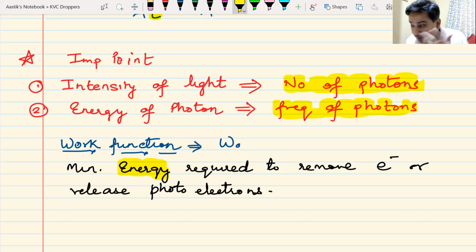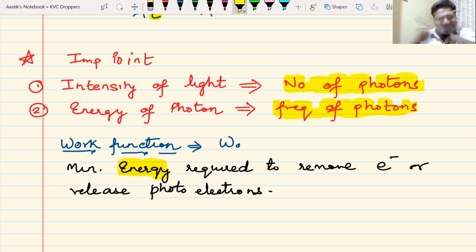Physics is easy. For example, the work function of this metal is normally in electron volts, but let's make it simple. Work function is 1 joule. I need 1 joule of energy to remove electrons from here. Now what do I do? I make light fall on this. I make 1 million photons fall on this. But the energy of one photon is only 0.5 joule.